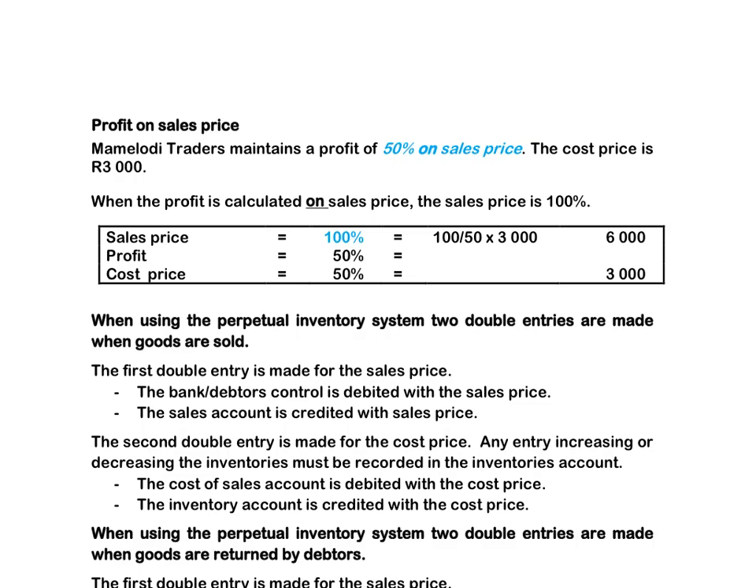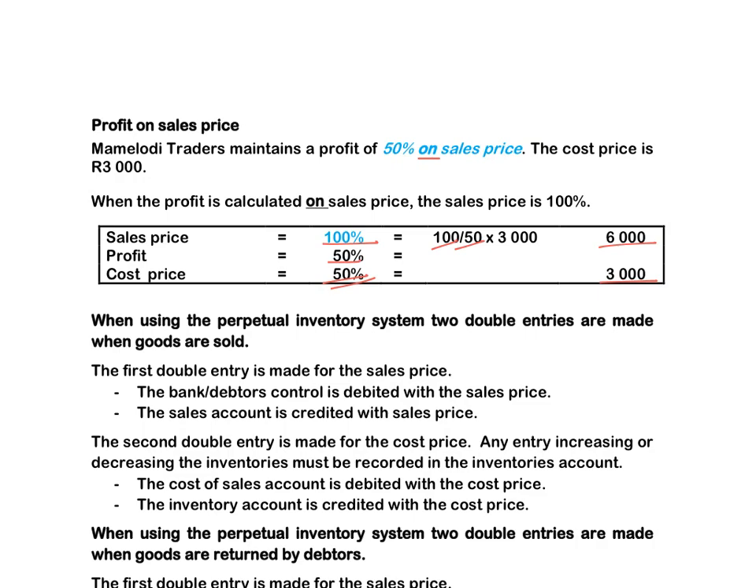They maintain a profit of 50% on sales price, therefore sales price is 100, profit 50, cost price 50. The cost price is given as 3,000 Rand. So it means if I want to calculate the sales price, the one that I want, 100, divided by the one that I know, 50, times 3,000, and that will give me 6,000 Rand.